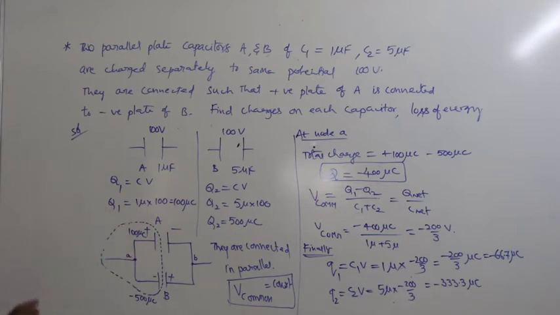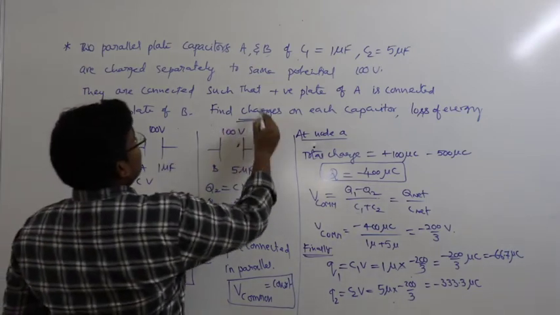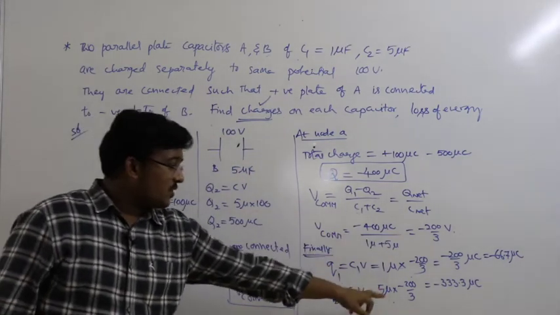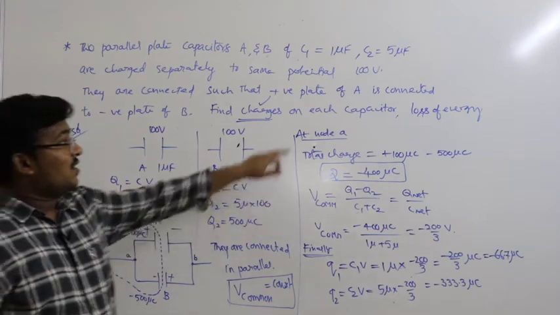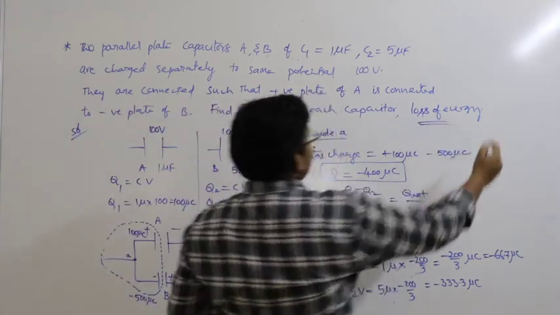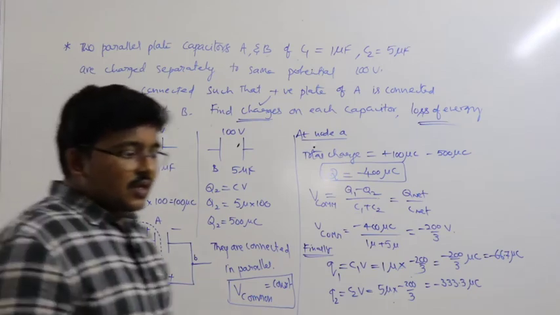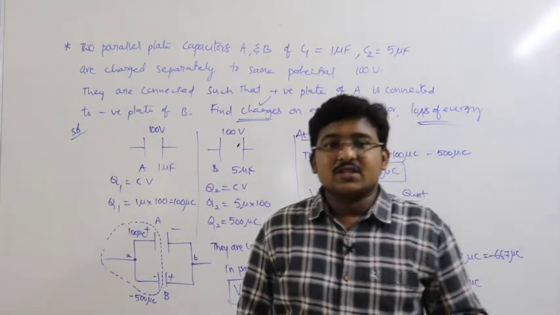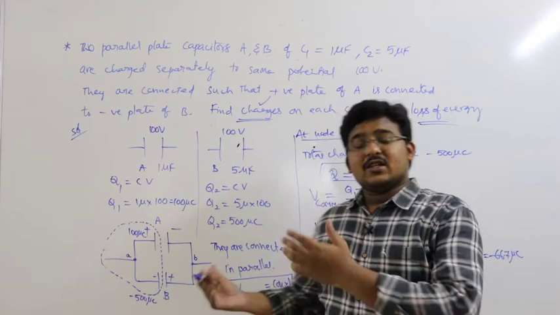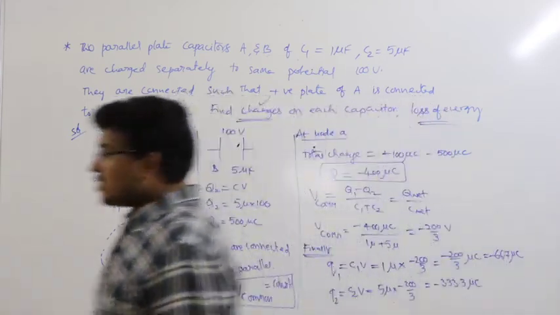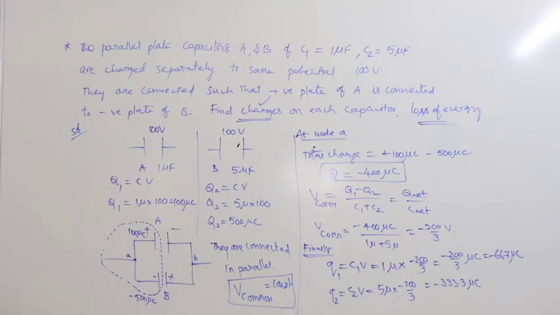Okay, now they are asking for the charges. So this is done. What are the final charges? Minus 66.7 and minus 333. And they are asking for the loss of energy. So what is the loss of energy? Initially the capacitors have some energy with them, and finally the charges are different, so there will be some loss of energy. Loss of energy is nothing but initial energy minus final energy.